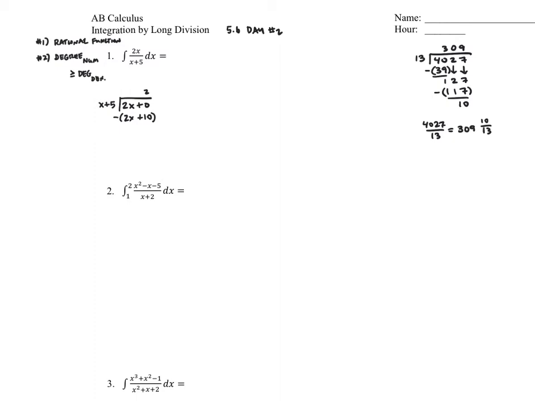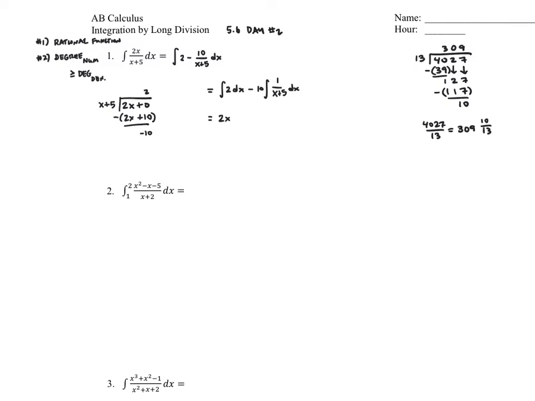Now I'm going to subtract. 2x is reduced as planned. 0 minus 10 is a negative 10. Thus, this integral will be equivalent to the integral of 2 minus 10 over x plus 5. Now when integrating this, I'm going to split this into 2 integrals using the sum and difference rules. And I'm going to bring that 10 out in front. Make this the integral of 1 over x plus 5 dx.